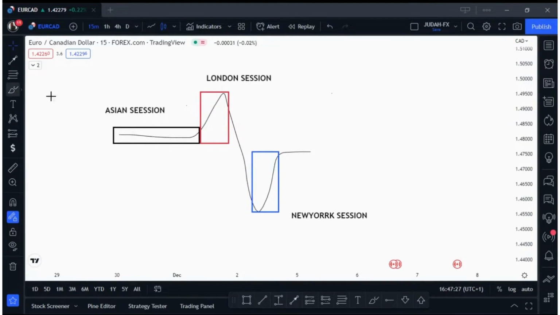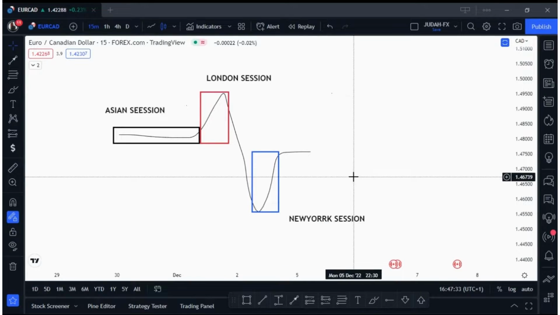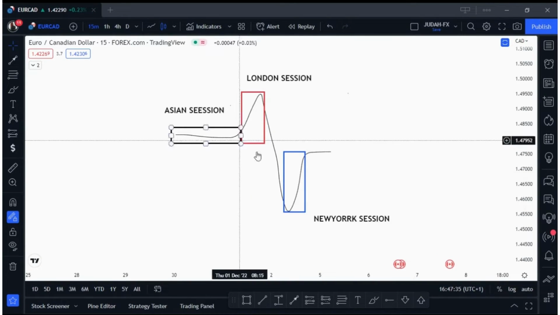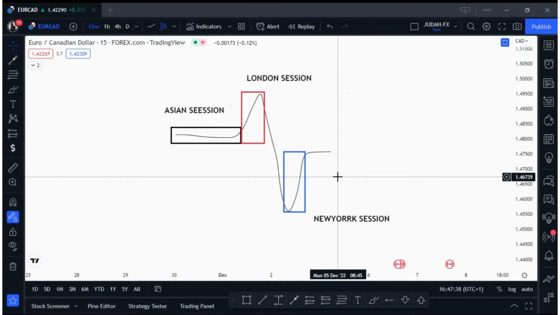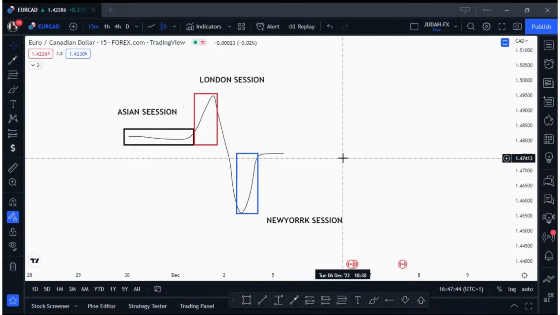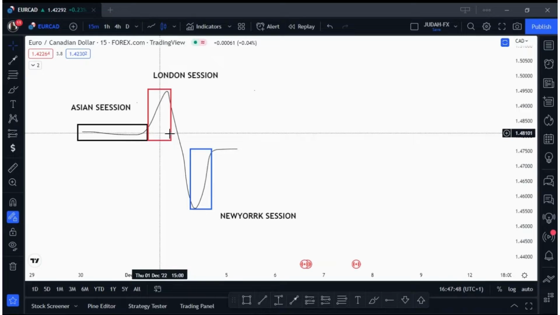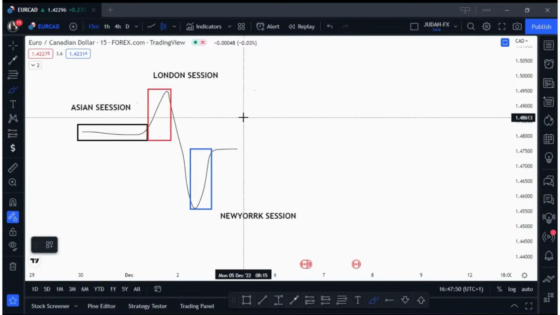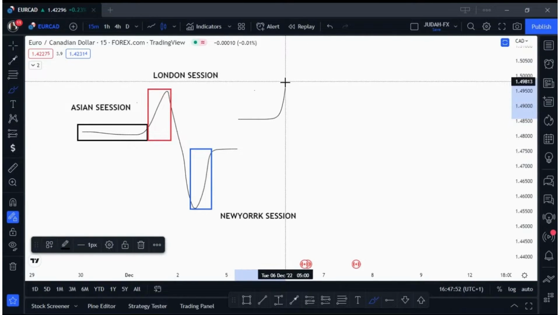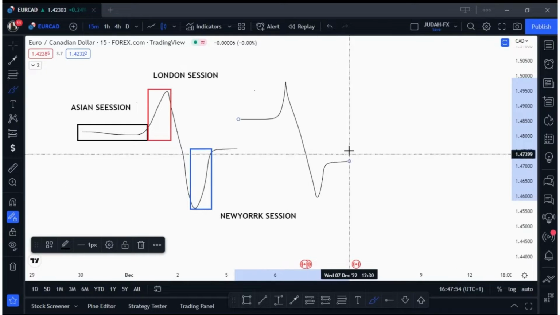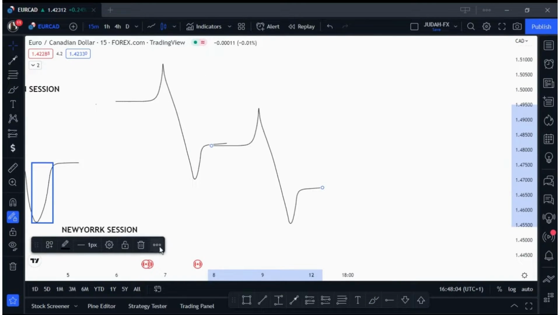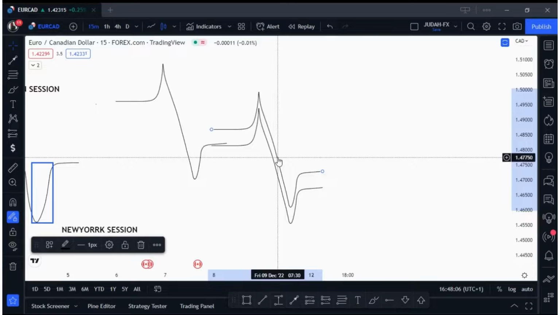So the way the structure works is you have the Asian session, the London session, and the New York session, right? And this is how they form the trends daily, and this is how they form bigger structures. So this structure, basically, if you multiply this, you'll see something really interesting here.